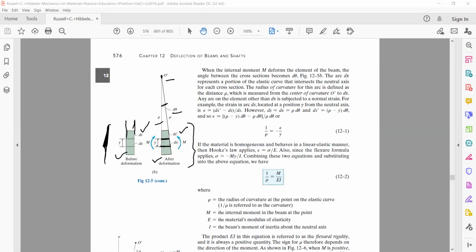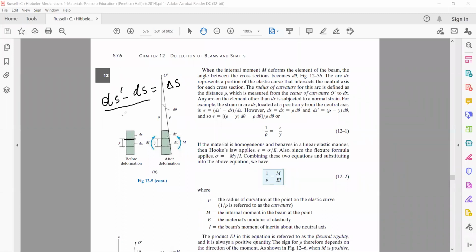Fine. Now let's talk about this ds prime. Before deformation, the length was ds, but after deformation it became ds prime. So how much will be the change in length? We write change in length as final length minus initial length. Final length is ds prime minus initial length ds. This is the change in length. We will write this as delta s. Now, if we divide this change in length by the original length, that is ds, then this term is known as strain.